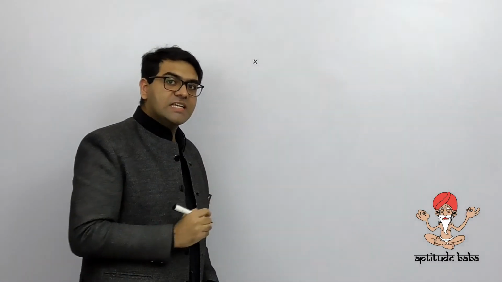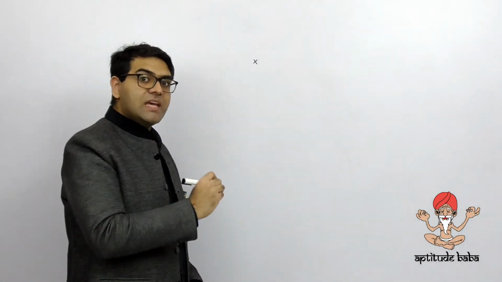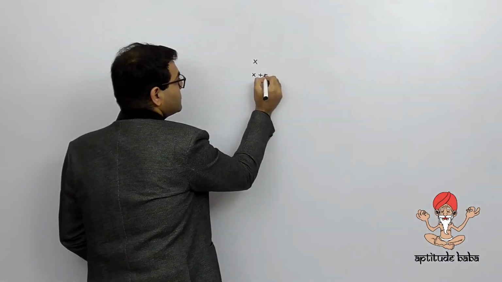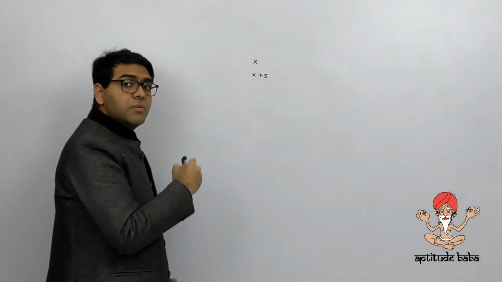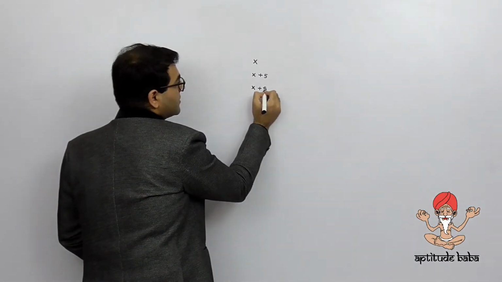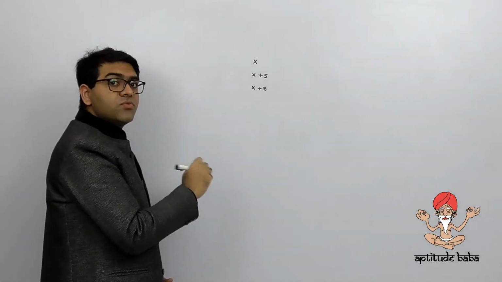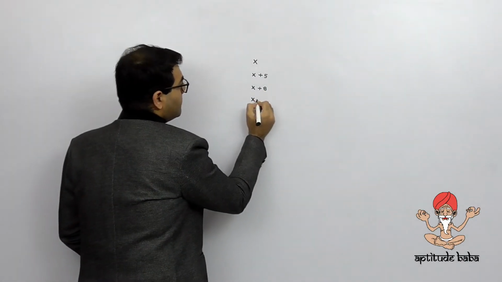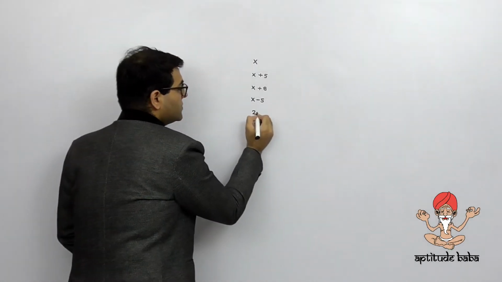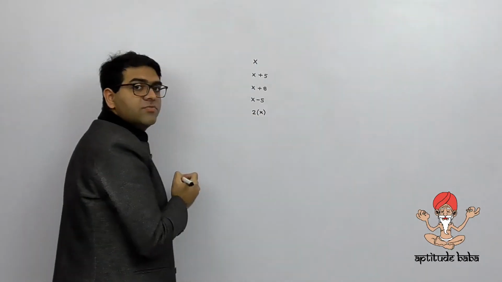Now if my present age is x, what will be my age 5 years from now? Of course, after 5 years my age will be x plus 5. What will be my age 8 years hence? It will be x plus 8. What was my age 5 years ago? X minus 5. What is twice my age? Of course 2x.